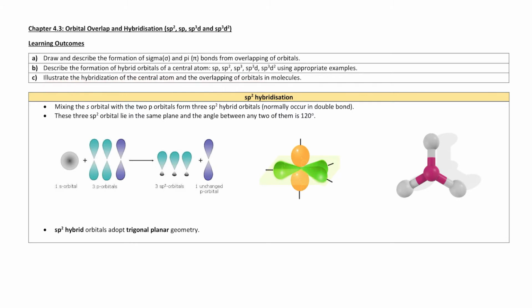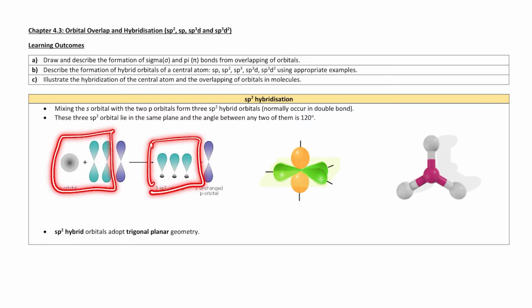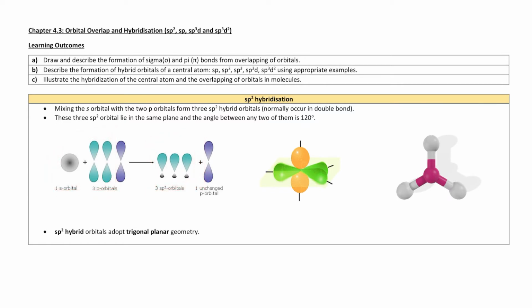in a molecule. Okay, so sp2 hybridization, dia kata mixing one s orbital with two p orbital akan form 3 sp2 hybrid orbital. Normally occur in double bond. Alright, so as you can see over here kita ada one s orbital and kita mixkan dia dengan dua 2p orbital, so jadilah 3 sp2 hybrid orbital. Okay, so as you can see dia punya diagram dia dah jadi lain dah dekat sini. Dia dah form new orbital.